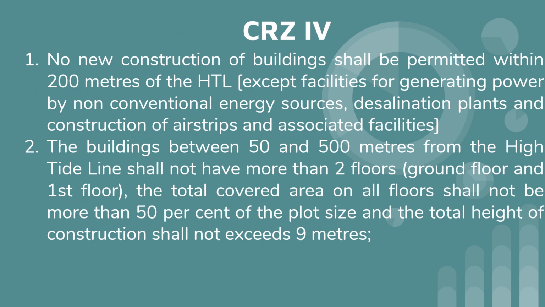And the next is CRZ 4. So CRZ 4, here it says no new construction of buildings shall be permitted within 200 meters of the high tide line. And secondly, the buildings between 200 and 500 meters from the high tide line shall not have more than 2 floors, that is ground floor and the first floor. And the total covered area on all floors shall not be more than 50% of the plot size. And the total height of the construction shall not exceed 9 meters.